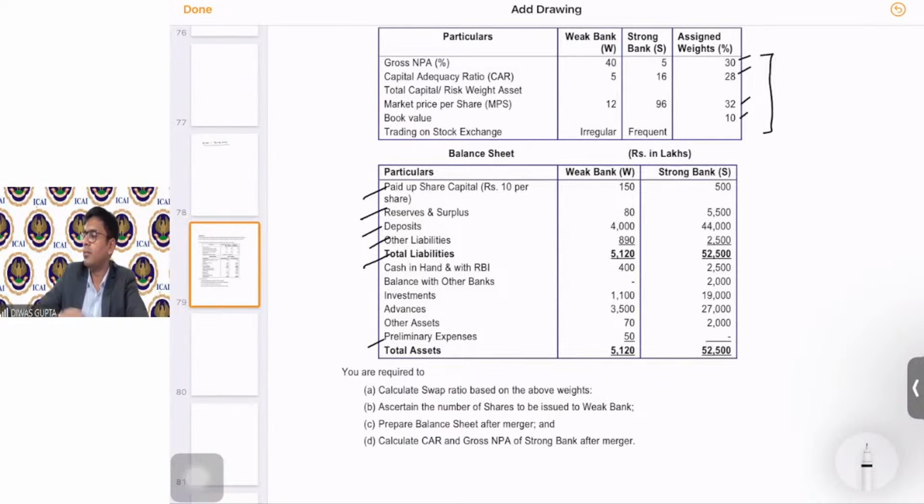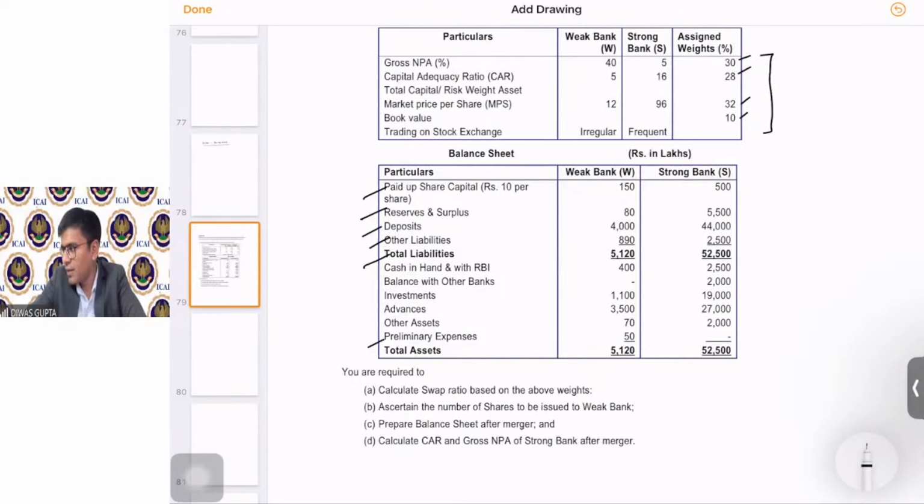Okay, so Abdul is saying total assets less deposits and other liabilities. Total assets is, let's say, 5120 of weak bank, less deposits and other liabilities, which is 4,890. Similarly, for strong bank also, same thing. Okay. No, Shruti, yes, we have to take balance sheet items, but which balance sheet item should I take? Or let me know what is the book value according to you for both weak bank and strong bank.